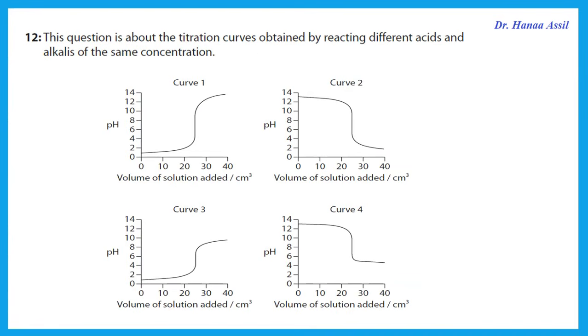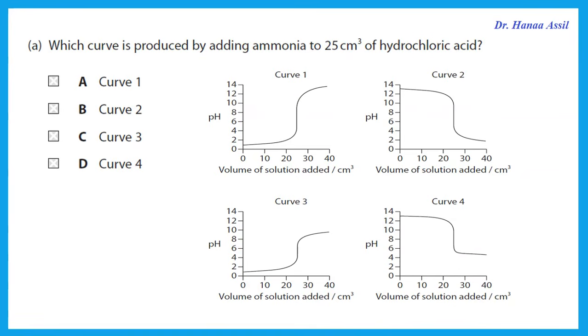This question is about the titration curves obtained by reacting different acids and alkalis of the same concentration. Which curve is produced by adding ammonia to hydrochloric acid? So we're starting with hydrochloric acid. That means we're starting with a very low pH. So actually my choice would be either curve 1 or curve 3. Remember 2 and 4 are starting with very high pH. So these would be incorrect.